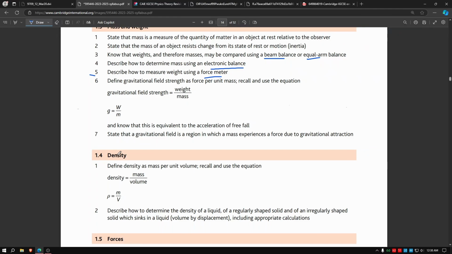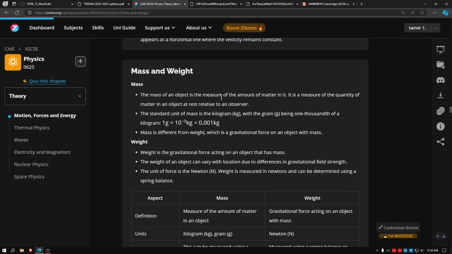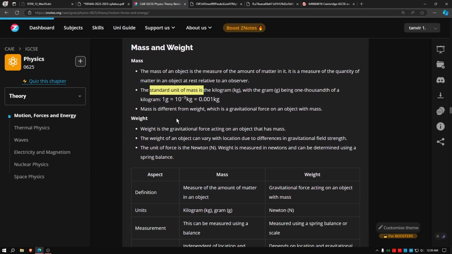Now we move on to 1.4. 1.3 is done. Okay, we can look at the notes. So this is the notes. Let's speed read it. The mass of an object is the measure of quantity of matter. Yeah, sure. So they have kilogram to gram. Sure, sure.